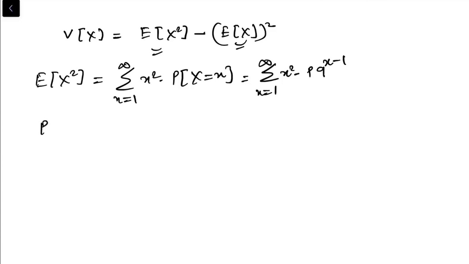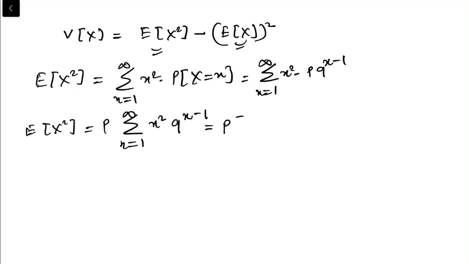We can bring p outside. So this is expectation of x square. Bring p outside of the summation. So summation 1 to infinity, this is x square q to the power x minus 1. So we can put the values of x now inside the summation. We'll get p times 1 plus 4q, 9q square, 16q to the power cube, and so on. So this is equation 1.